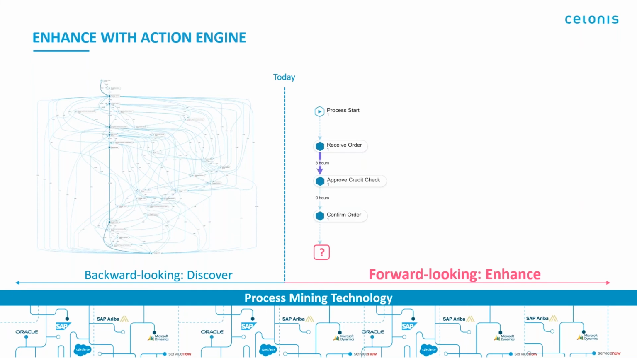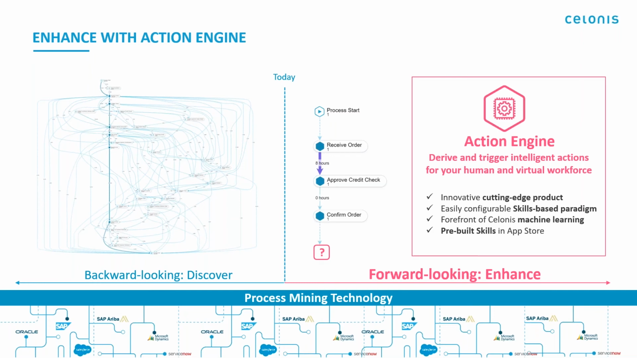So for the invoice example of today, having received an invoice, what's our next best action? How can we enhance ourselves and proactively act on this invoice to make sure that we're addressing the target KPIs such as cash discount realization? And that's precisely what the action engine is all about. So in one sentence, it will help you, and with you I mean your workforce, to derive and trigger intelligent actions. And all of this is being based on the concept of what we call skills, which will be the central element of today's training.